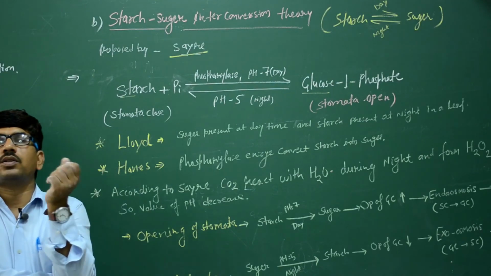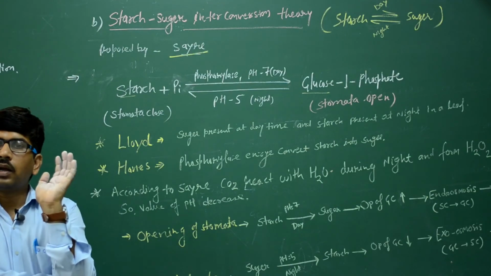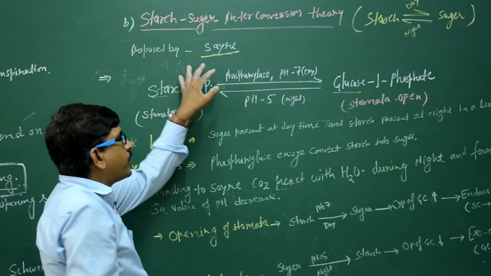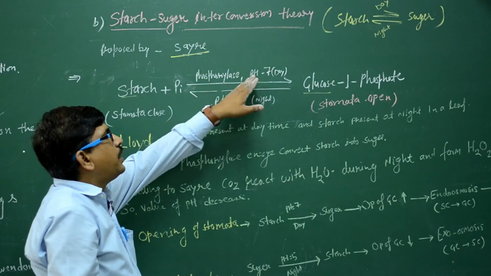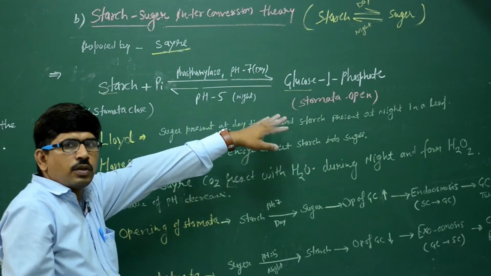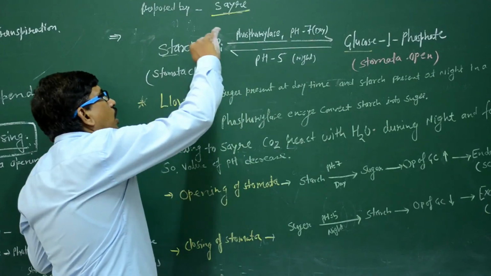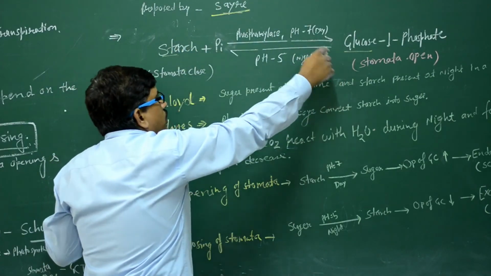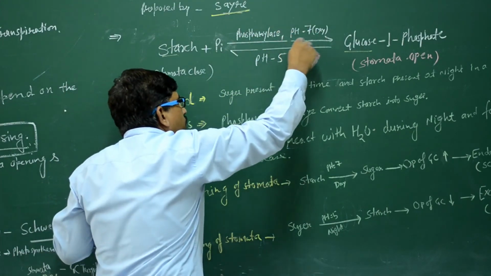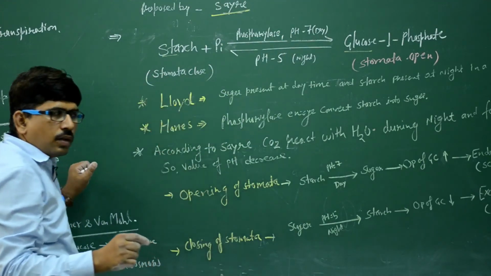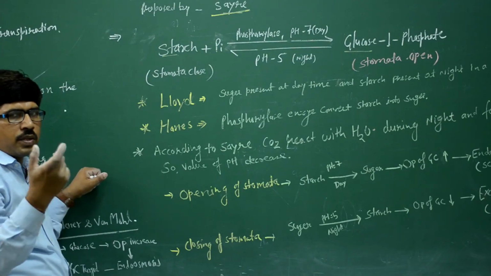तो डिफिशियंसी ऑफ क्या हो गई? CO2. तो pH क्या हो गई? इंक्रीज. क्लियर है? So in the daytime, in the stomatal presence of the enzyme phosphorylase and pH 7, the glucose formation, ठीक है? The sugar formation. So the starch is converted into sugar, glucose 1 phosphate, in the presence of phosphorylase and pH 7. Why pH 7? Because in the daytime the CO2 is utilized for photosynthesis, so due to deficiency of CO2 the pH increases.